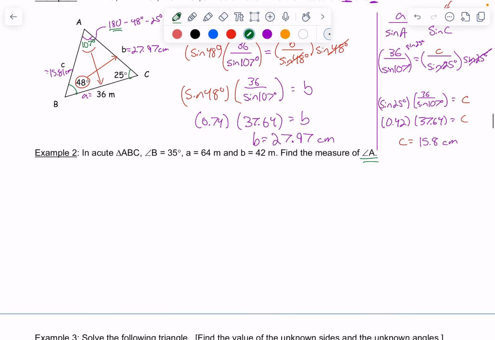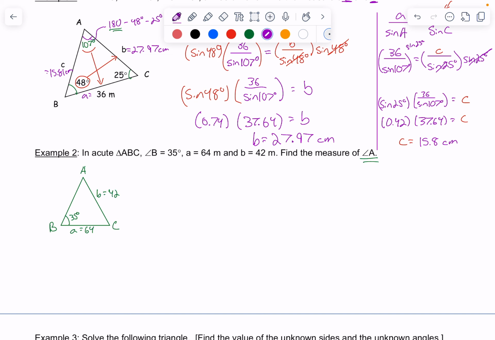So let's draw out our picture. We have some triangle ABC, where this is A, it doesn't matter where you put them, as long as you are filling the blanks accordingly. Angle B is 35 degrees. Side length A is the thing opposite angle A, so this right here would be little a, and this is 64. Side length B is opposite of angle B, so that's little b, which is 42. Find the measure of angle A.